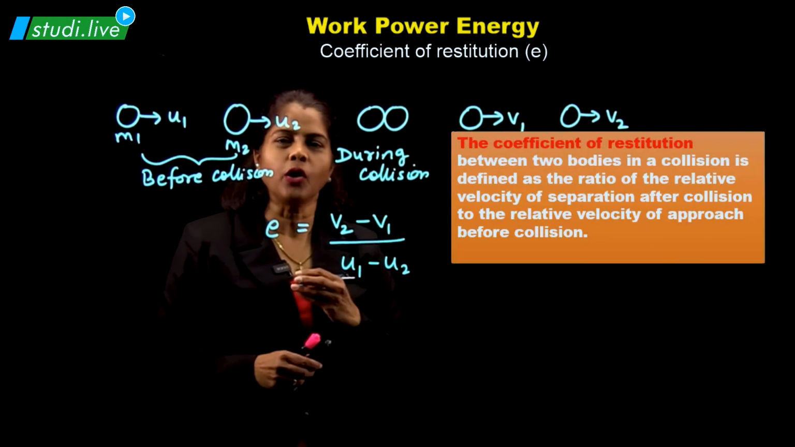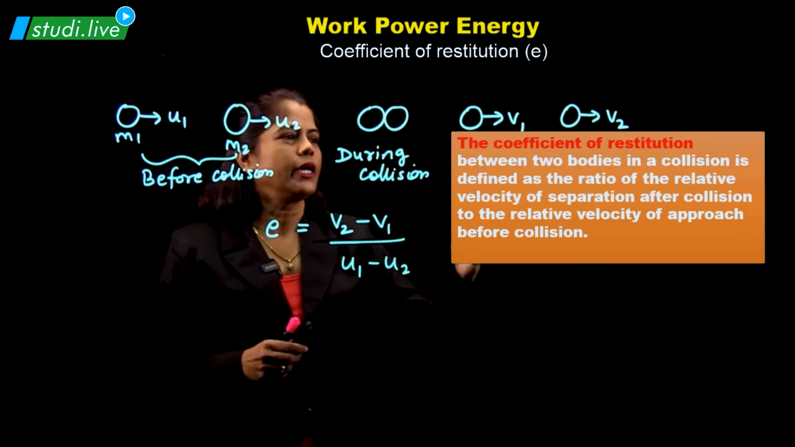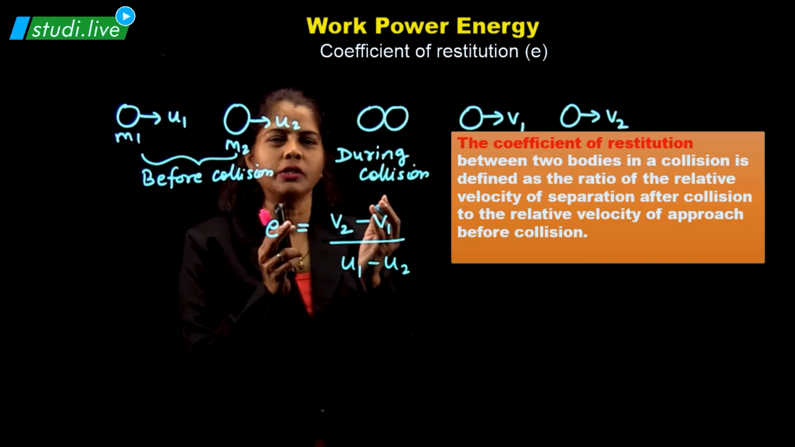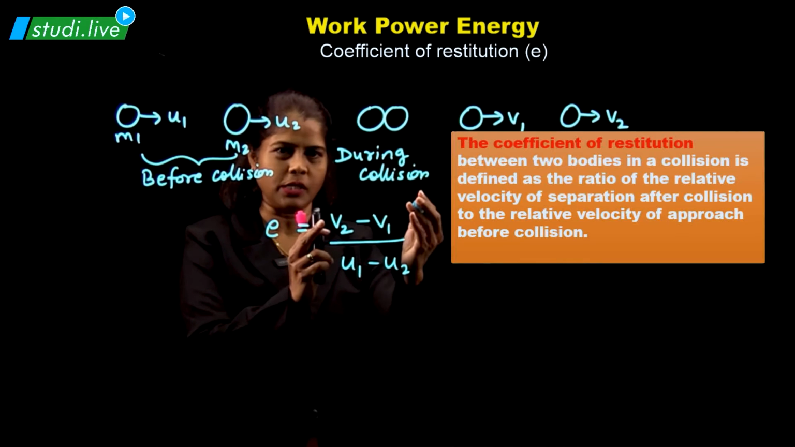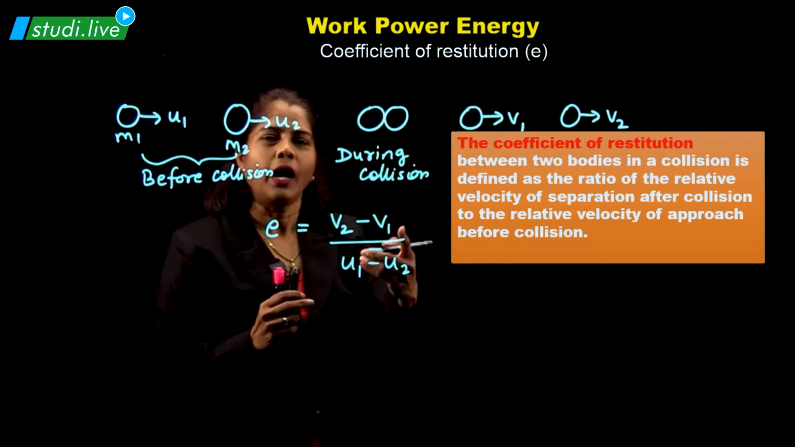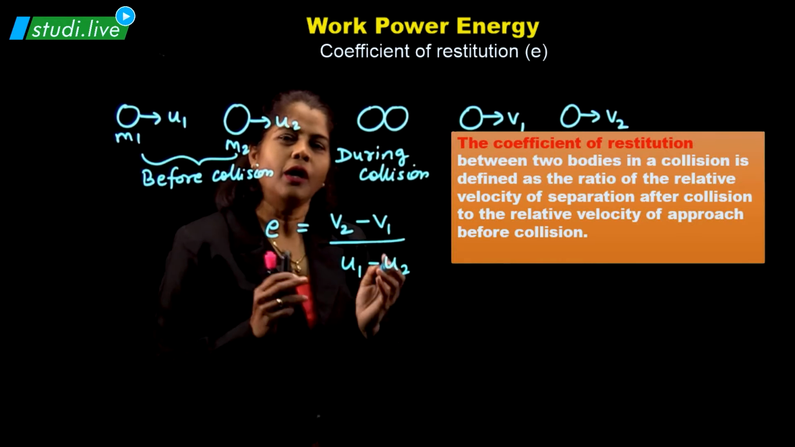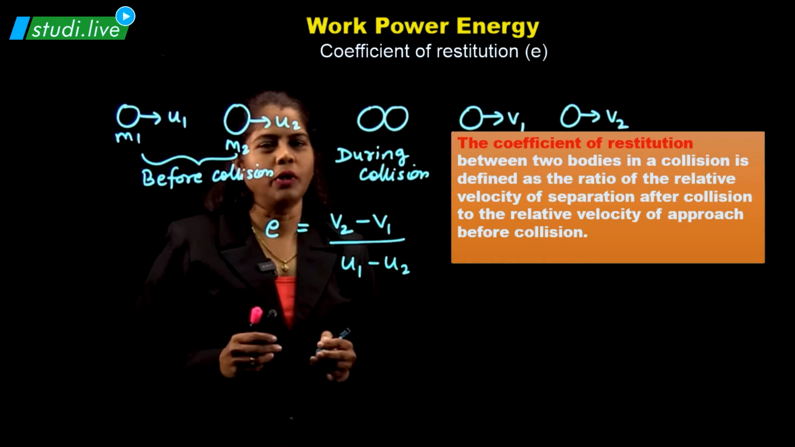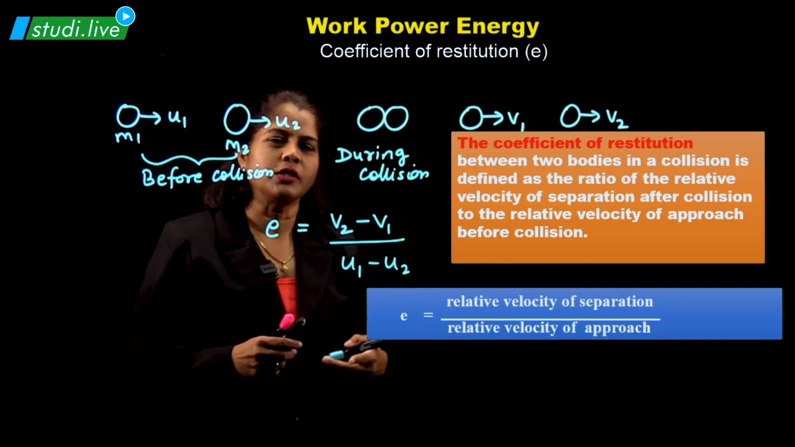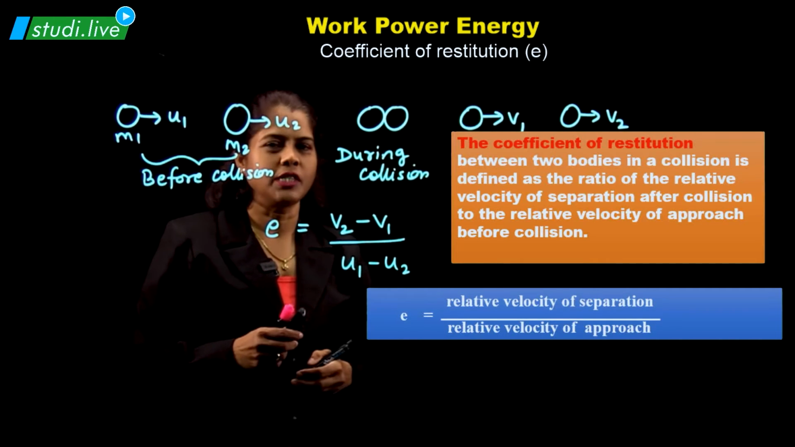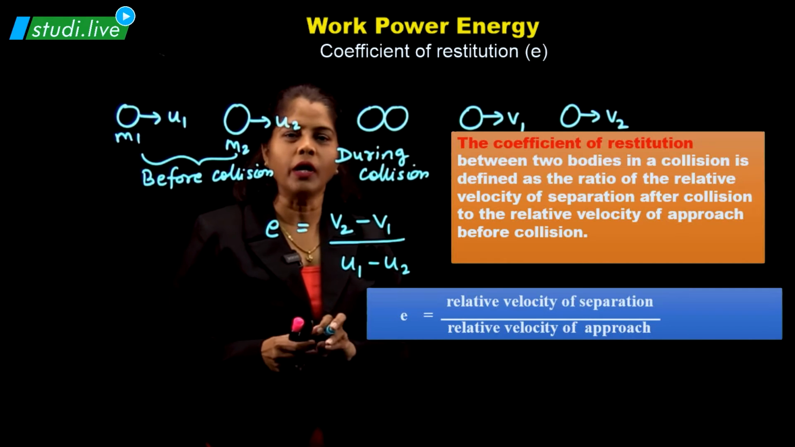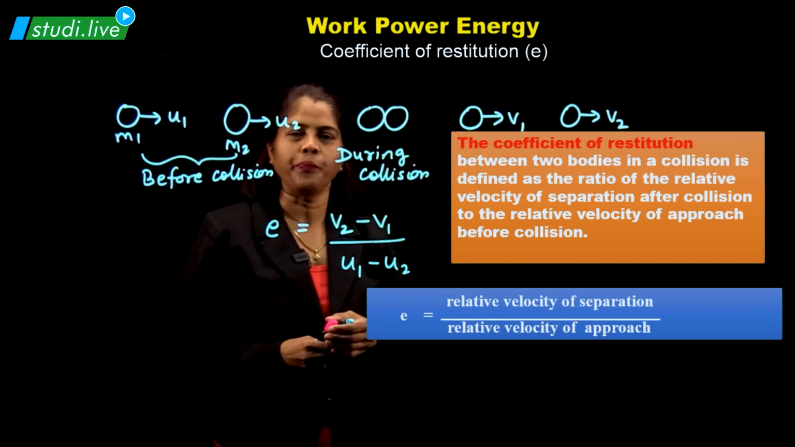So what is the meaning of coefficient of restitution, students? The coefficient of restitution between two bodies is the ratio of the relative velocity of separation after collision, upon the relative velocity of approach before collision. So I got the formula (v2 - v1)/(u1 - u2).